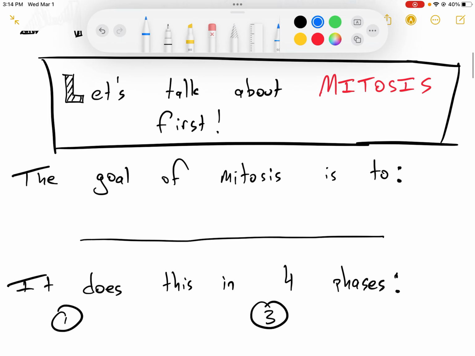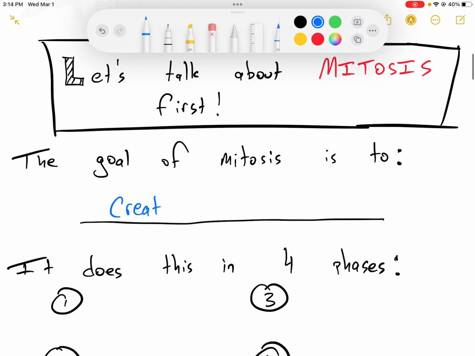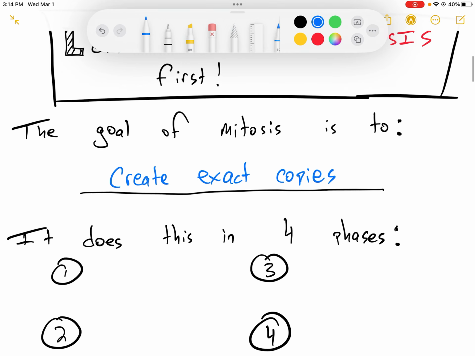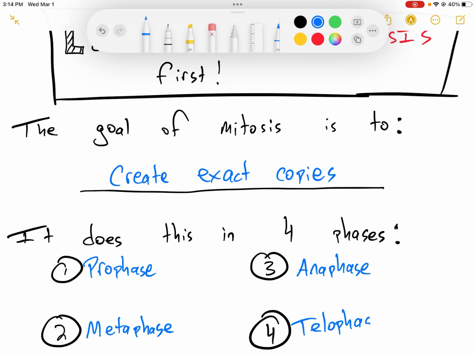So let's first talk about mitosis. So the goal of mitosis, as I said, is to create exact copies. This is called asexual reproduction. Asexual reproduction is reproduction in which exact copies are created. Mitosis is going to do this in 4 phases. Hopefully you know this already. Some of you guys learned this in middle school, but basically the 4 phases are prophase, metaphase, anaphase, and telophase. Okay, those are the 4 phases.